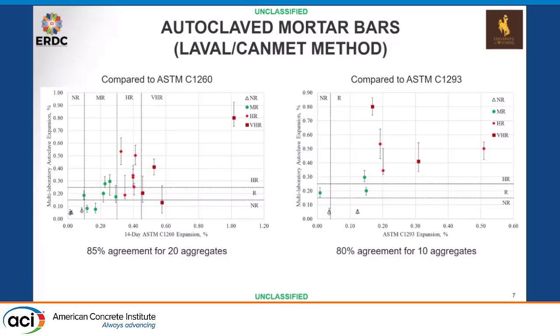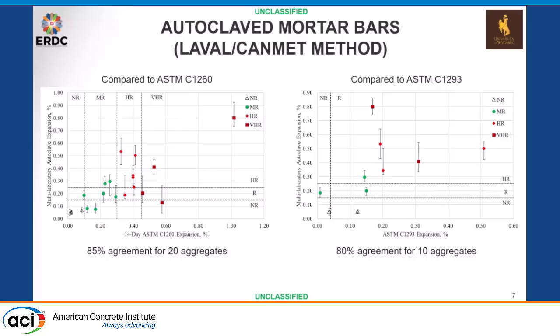So we're back to mortar bars to test fines. On the left, it's showing our data for these 20 aggregates compared to ASTM C1260. All of those error bars are showing ranges. So this is where we did the multi-lab study for this method. We had pretty good CVs for that test, but we had 7 labs that were participating, and these are just averages from those 7.